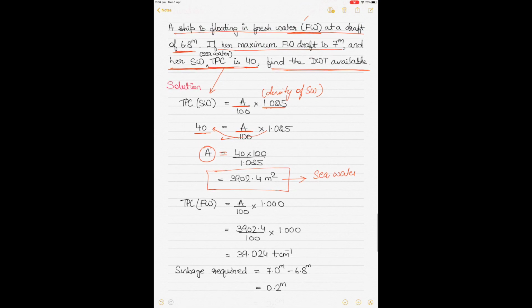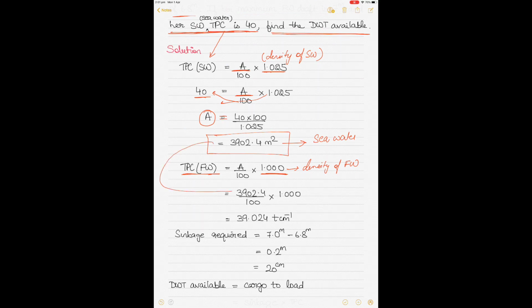Then the TPC in freshwater. Again it will be area by 100 multiplied by 1, since 1 is the density of fresh water. Now you know this area. The area will be the same, the water plane area. Put the area here divided by 100 multiplied by the density, and you get the TPC, tons per centimeter. This is the amount of tons you require to sink or raise the ship by 1 centimeter.